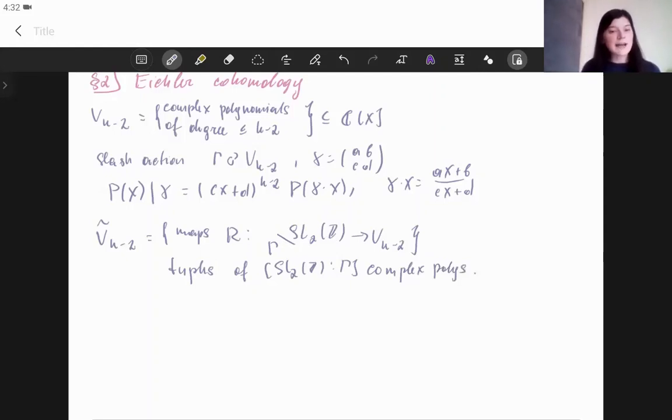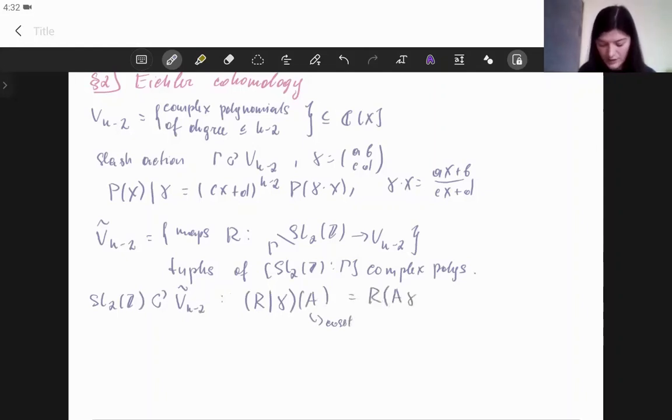Okay, we also have an action of SL2(Z) now on this V_{k-2} tilde. In particular, we act by gamma on R, and the value of this new tuple at A, remember this is a coset, equals R of A gamma inverse, slash gamma, where this slash action is the one that we introduced right here.